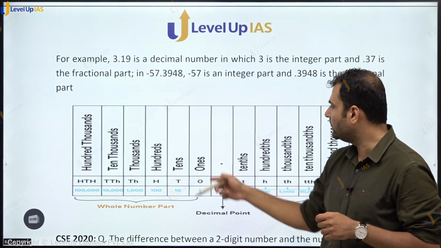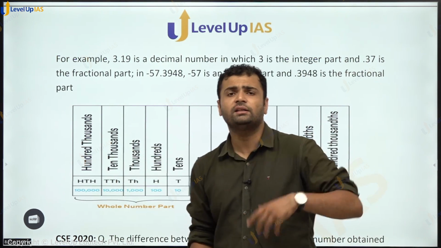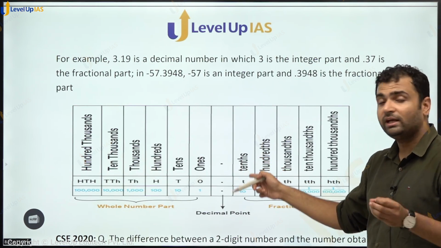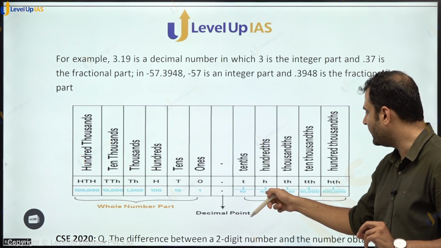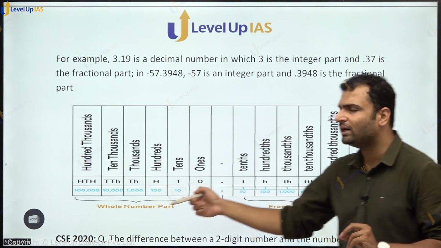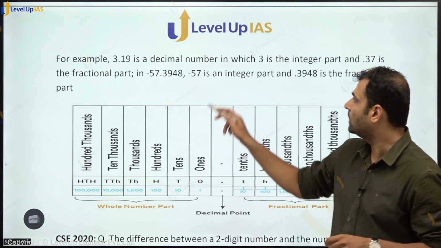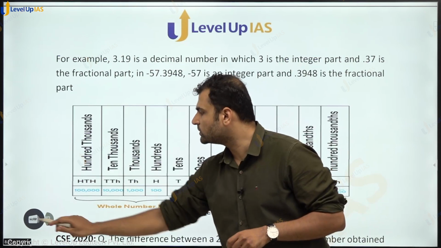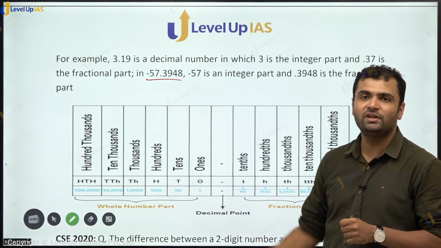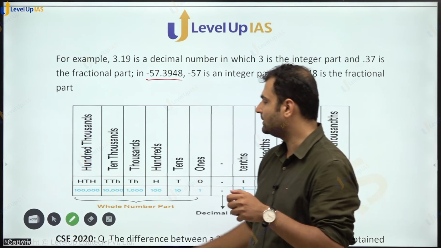Here, this is the decimal point: ones place, tens place, hundreds place, thousands place, 10,000s place, 1 lakh place, and so on. Here, this is the tenths place, which means 1 by 10. This is 1 by 100, 1 by 1000, 1 by 10,000, 1 by 1 lakh, and so on. This is the fractional part. This is the integral part. This is what the place value system is all about. Consider this number, minus 57.3948. Here minus 57 is the integral part, and 0.3948 is the fractional part of this number.